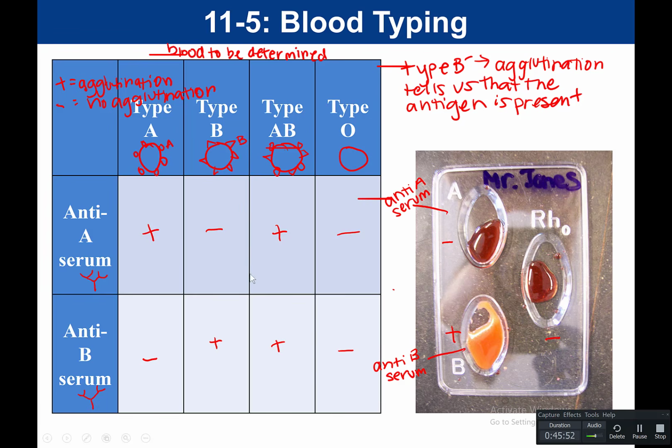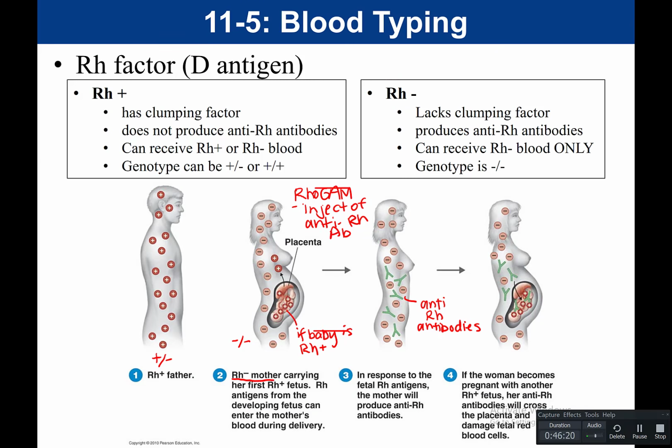Somebody who is AB is going to get agglutination with both. That means that they have A carbohydrates and they have B. Or type O, you're going to get no agglutination because they don't have either A carbohydrate or B, so that's why there's nothing to react with here. And so you should be able to look at these images and then tell me the blood type of a particular person. You want to understand how the Rh factor works.